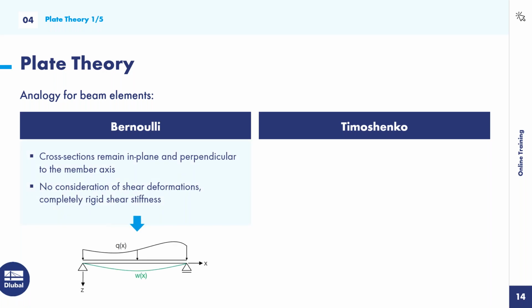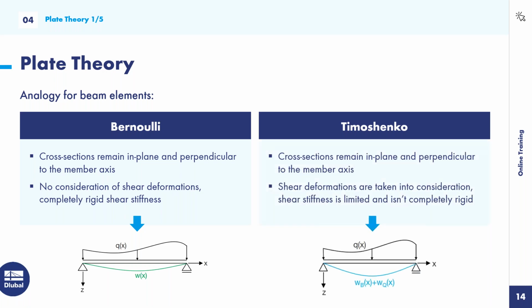So these are the basic assumptions for Bernoulli's theory. So the first assumption is that the cross-section is remaining in plane and perpendicular to the member axes. And then the second assumption is that there is no consideration of shear deformations and the shear stiffness is completely rigid. Next, the assumptions for the Timoshenko theory are almost the same. The first assumption is the same with the cross sections remaining in plane and perpendicular to the member axes. But the second assumption differs where shear deformations are taken into consideration and shear stiffness is limited and is not completely rigid.